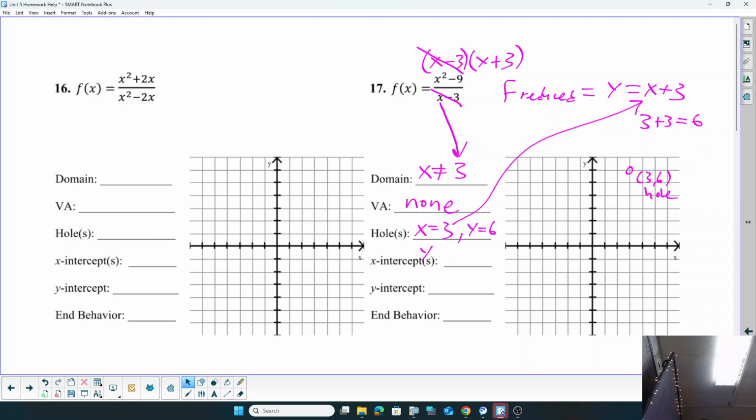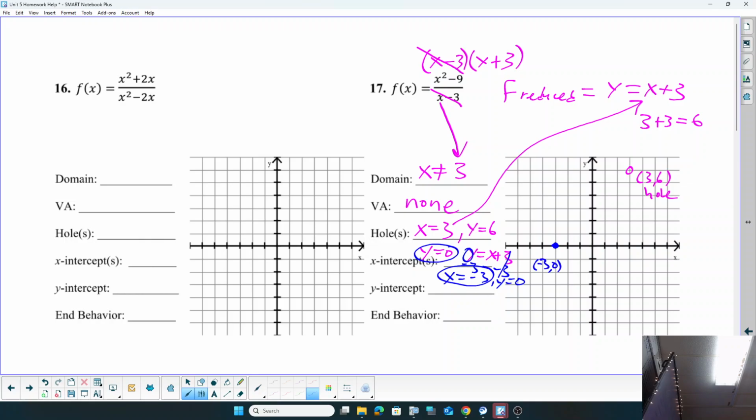For the x-intercept, you set y equal to 0. And so in this case, we have y equals x plus 3, and we don't have to worry about the bottom. So we plug in y equal to 0 and solve for x by subtracting 3 from both sides. And so we get x equals negative 3. And y, of course, we said equals 0. So we have the coordinates (-3, 0) as our x-intercept.